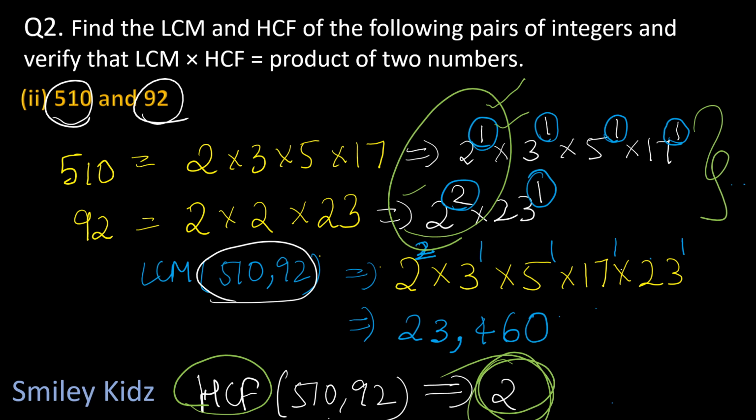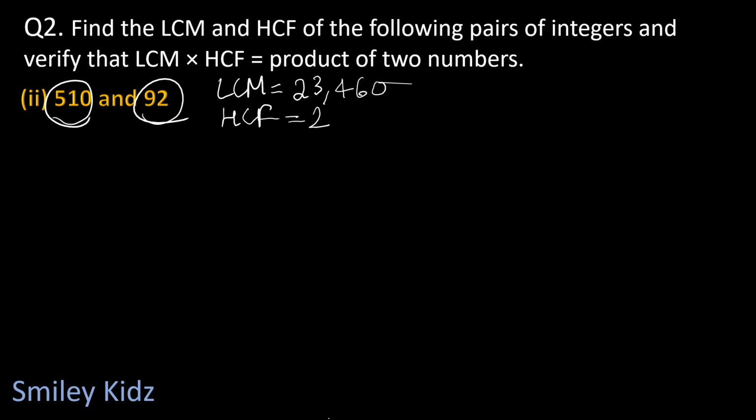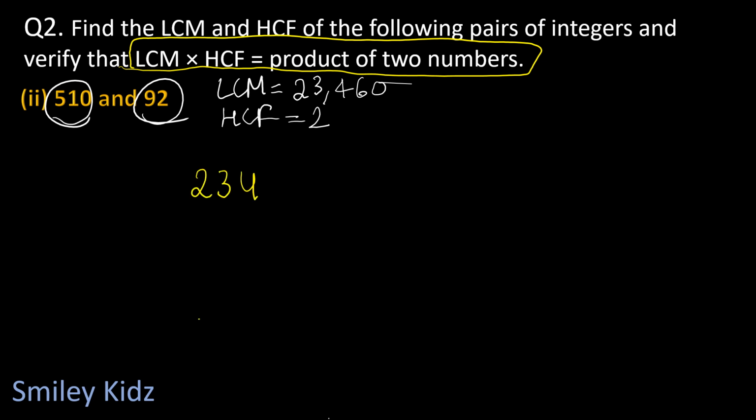Now record your observations again. LCM is what? 23,460 and HCF is 2. Erase. Ta-da! Everything is gone. Now let's verify the relation of the HCF and LCM, which is equal to product of two numbers. Now what is our LCM? 23460 times 2 is equal to 510 times 92.